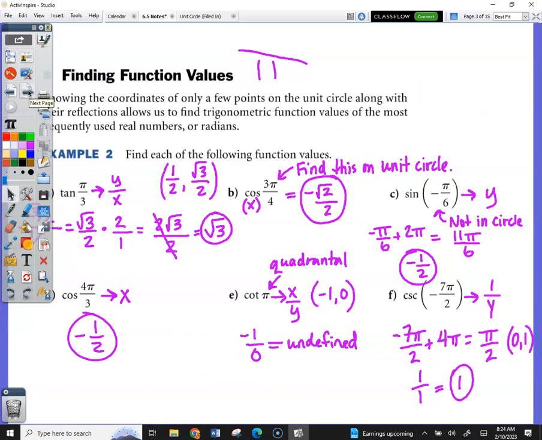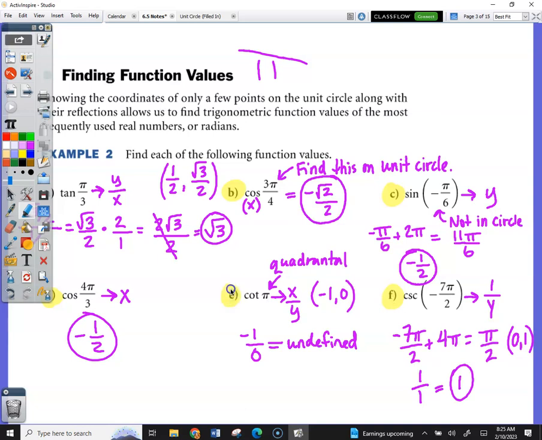We jumped around. We went to the easiest ones first, where you're simply identifying the coordinate, those two on the unit circle. Then we went to ones that are not on the unit circle, and you have to either add or subtract a rotation to get it on the unit circle, then find it, then write the coordinate.